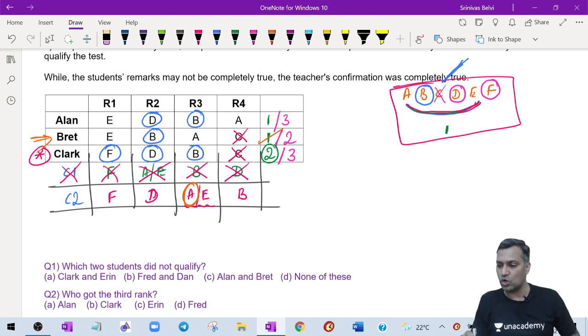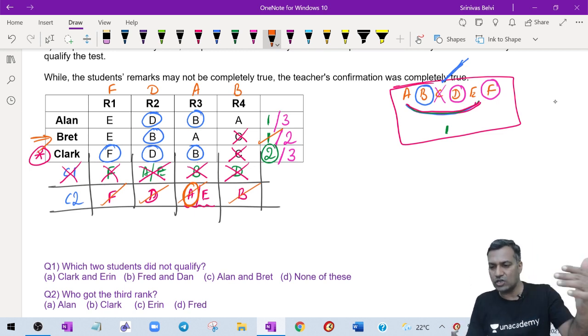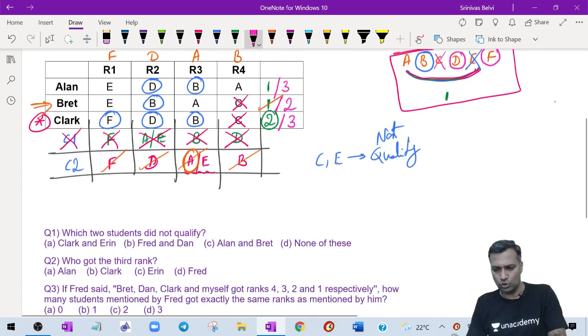Now I got to know who got the first rank. First rank is got by F, D got the second rank, A got the third rank, and B got the fourth rank. That is, first rank is by F, second rank is by D, third rank goes to A, and fourth rank goes to B. Now who did not get the ranks? C and E did not get the rank. C and E are the people who did not qualify this particular test. I hope that brings us to the closure of this particular set.